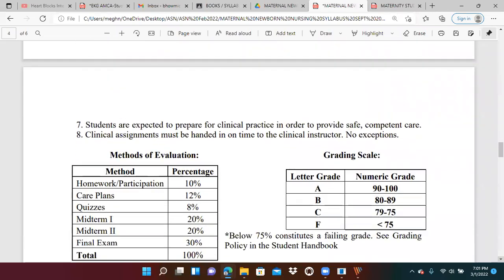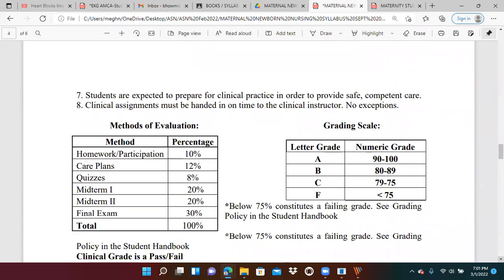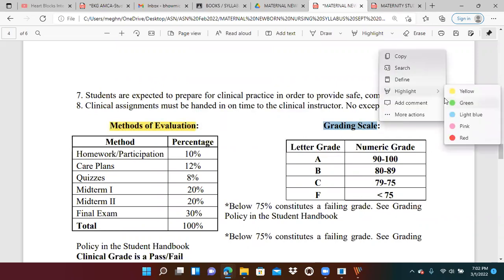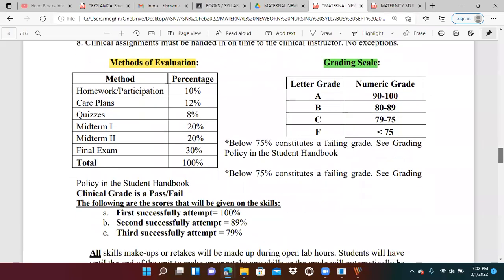What else? Next, students are expected to prepare for clinical practice in order to provide safe and competent care, and the clinical assignment must be handed in one time to the clinical instructor. So now here, method of evaluation, and here the grading scale. Let me talk a little bit about this.